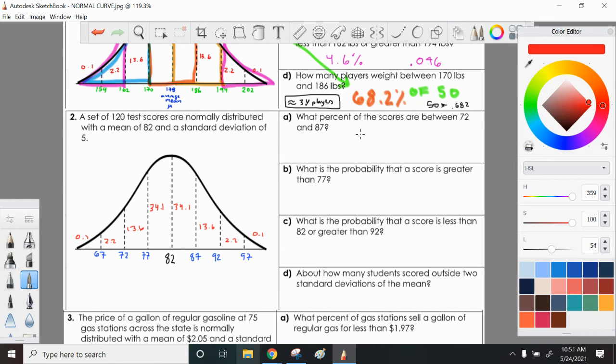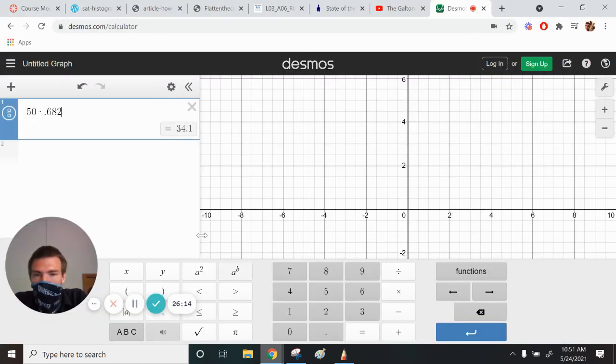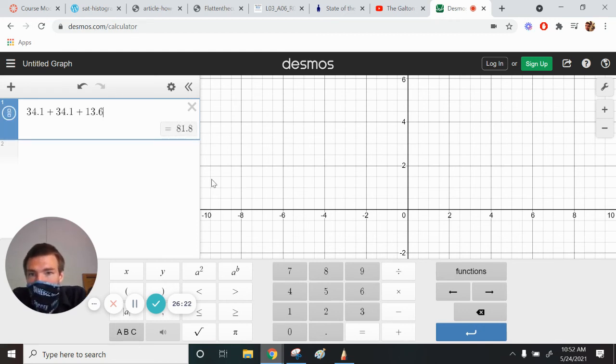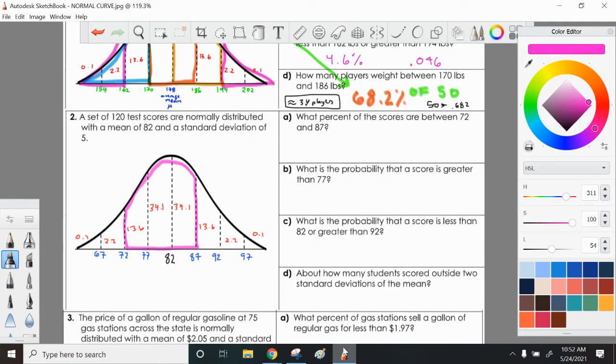So, what percentage of the scores is between 72 and 87? 72 is right here, 87 is right here. So what percentage is that? Well, you add all those things up. Maybe you need a calculator. That should be 34.1 plus 34.1 plus 13.6. Looks like 81.8. That's the answer. 81.8%.